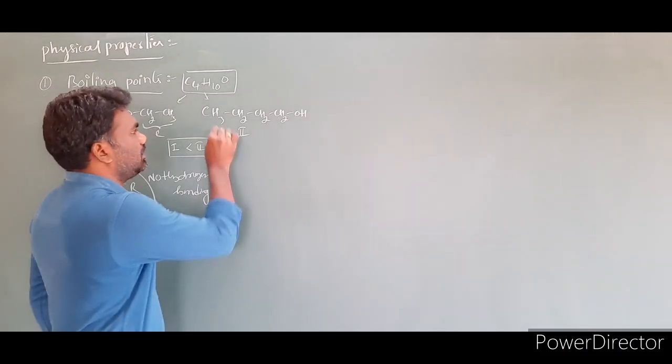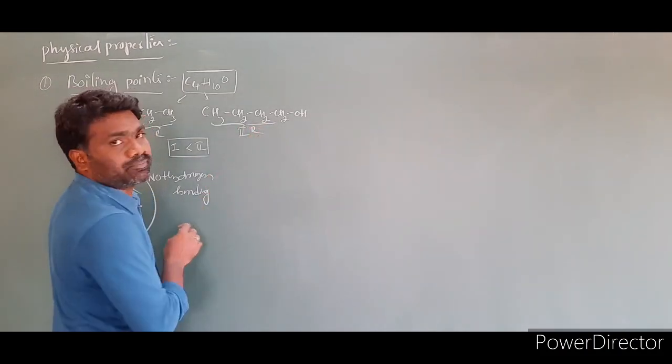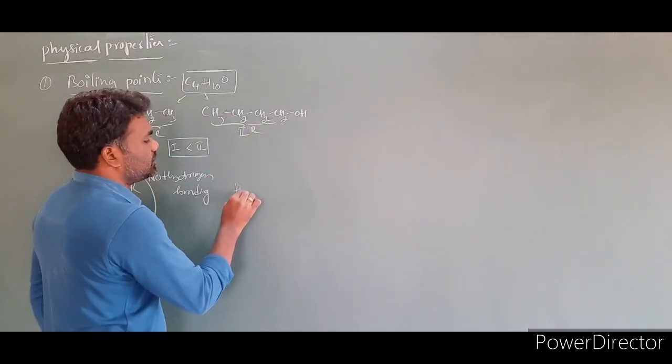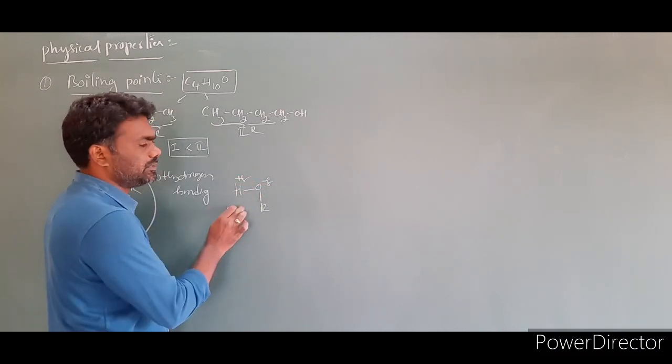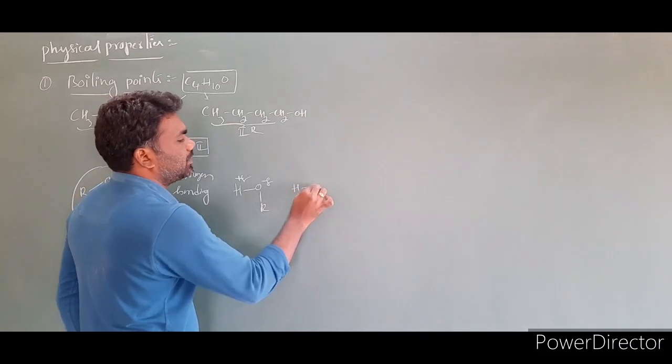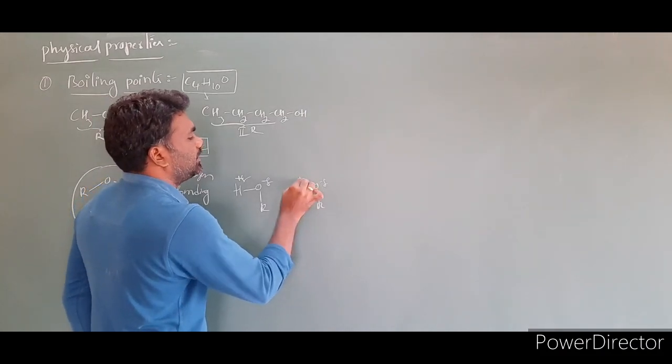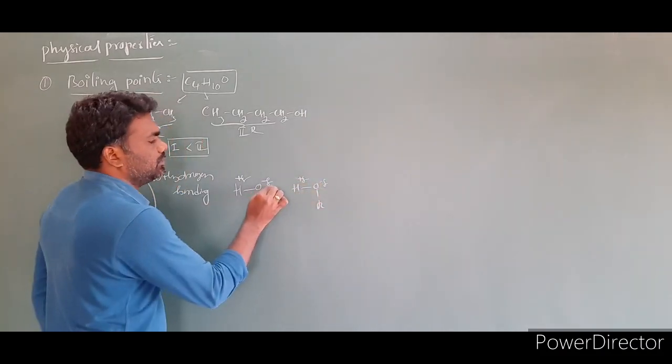But I am taking alcohol, this group I am labeling as R. So R, H, O, R. This is the partial negative, this is the partial positive. This is an alcohol molecule. I am writing another O, R, partial negative, partially positive.